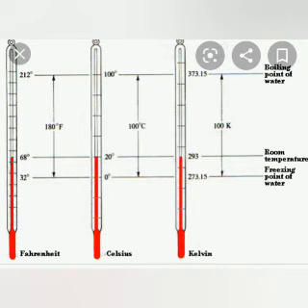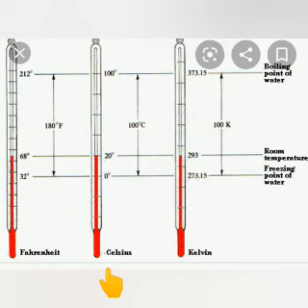Temperature scales: there are three different scales to measure temperature. First one, Celsius scale, Fahrenheit scale and Kelvin scale. First, the Celsius scale. In the Celsius scale, the lower fixed point is 0 degree centigrade and the upper fixed point is 100 degree centigrade, and the length of the thermometer between the lower fixed point and the upper fixed point is divided into 100 equal parts. Next, the Fahrenheit scale. In the Fahrenheit scale, the lower fixed point is 32 degree Fahrenheit and the upper fixed point is 212 degree Fahrenheit, and the length of the thermometer between the lower fixed point and the upper fixed point is divided into 180 equal parts.